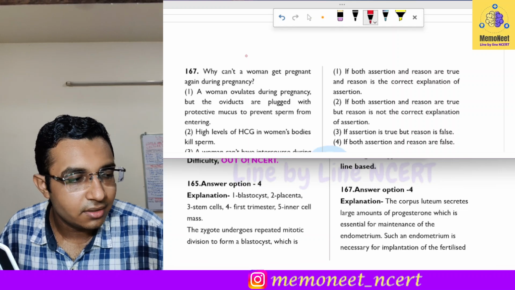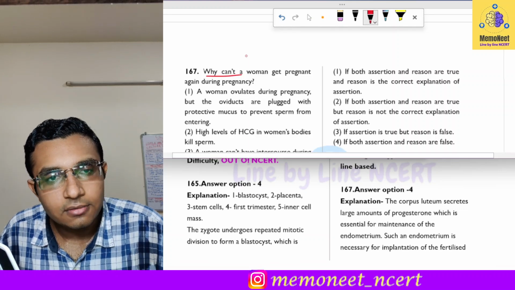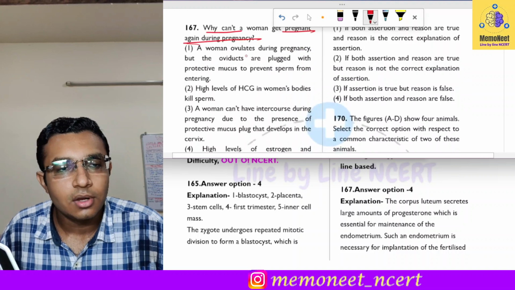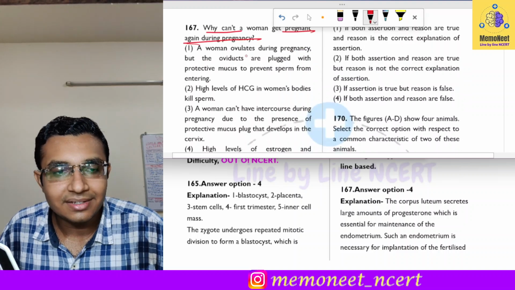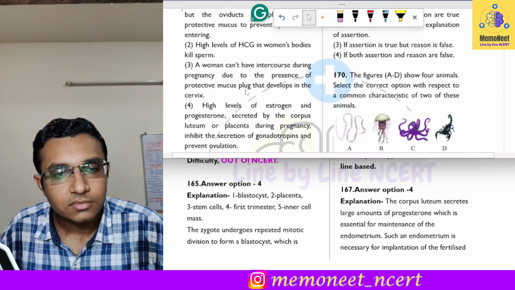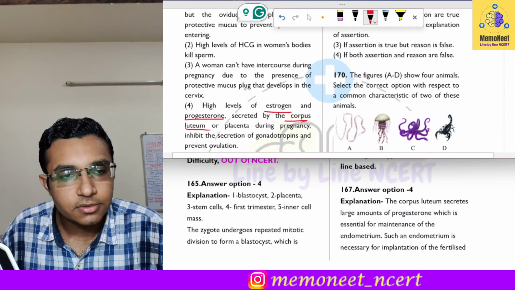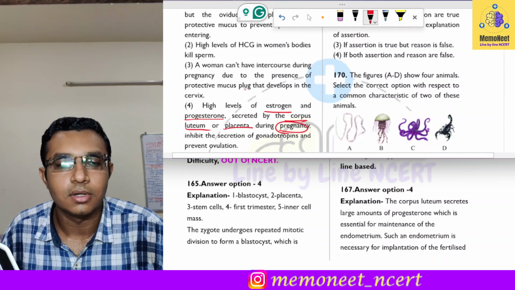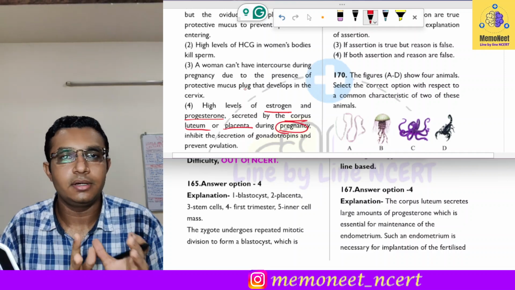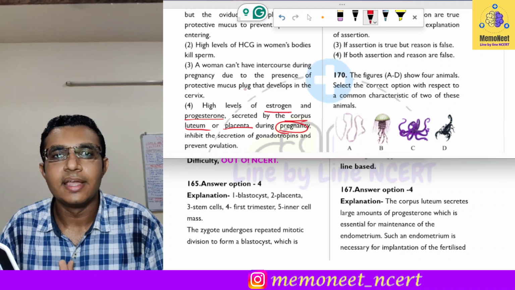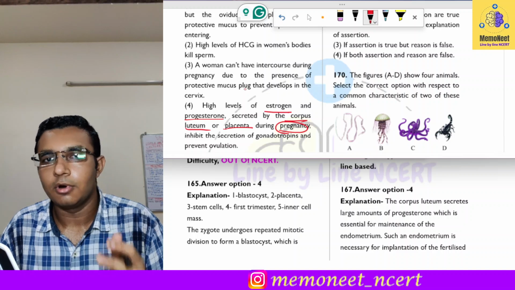The next question is question number 167. It states: why can't a woman get pregnant again during pregnancy? What happens during pregnancy is that high levels of estrogen and progesterone are maintained by the corpus luteum or placenta. So when the female is pregnant, high levels of estrogen and progesterone are secreted by the corpus luteum or placenta.